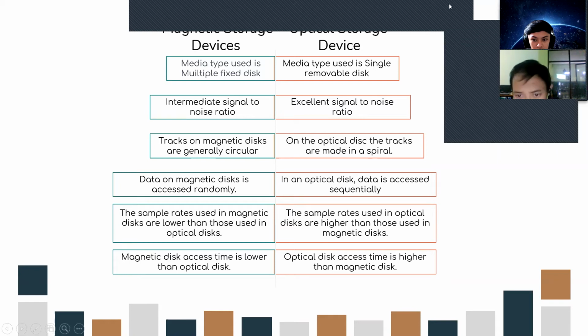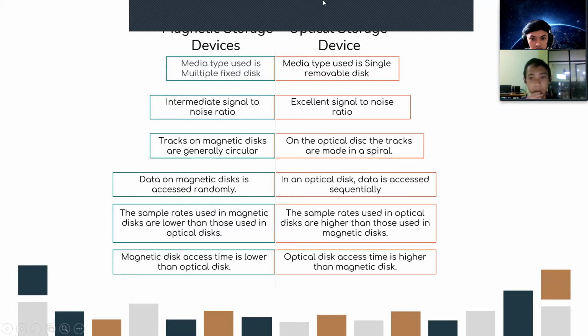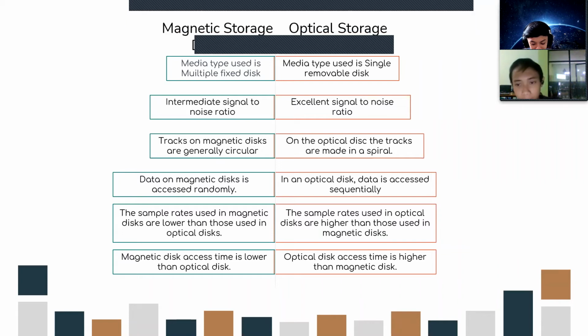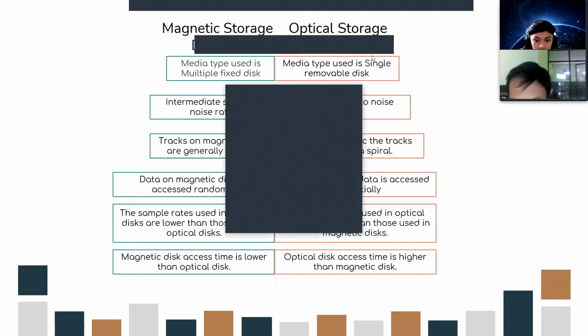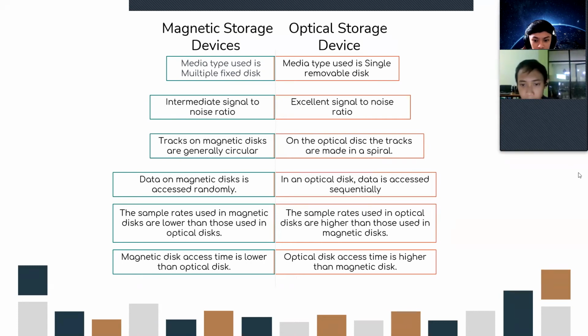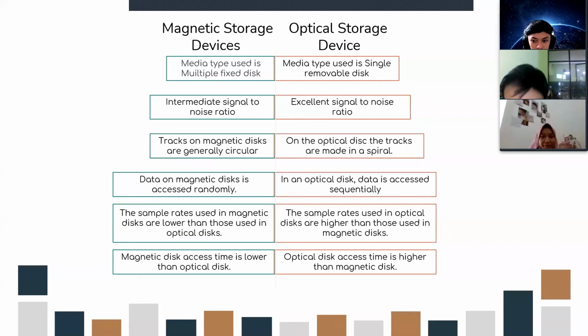The third difference is that tracks on magnetic disks are generally circular, but in optical storage devices they are made in a spiral. The fourth difference is that in an optical disk, data is accessed sequentially, but in a magnetic disk it is accessed randomly. The fifth is that the sample rates used in magnetic disks are lower than those used in optical disks. The sixth is that magnetic disk access time is lower than optical disks.